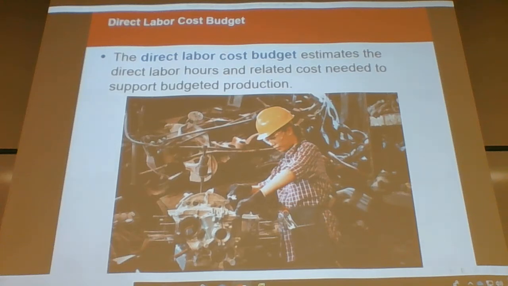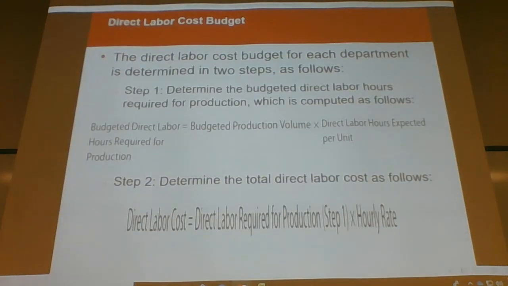All right, so the next component of product cost is direct labor, and we have a budget for that as well. So when we think about our direct labor cost budget, we have to break this down a little bit as well, although it is not nearly as complicated as direct materials. It says we're going to use 2 steps, and they are as follows.